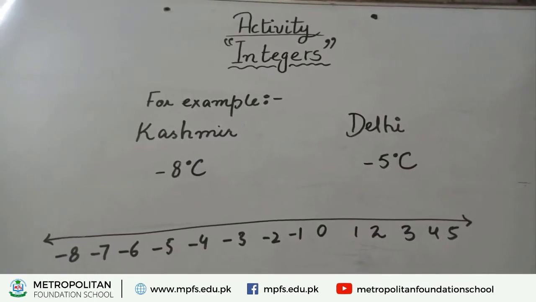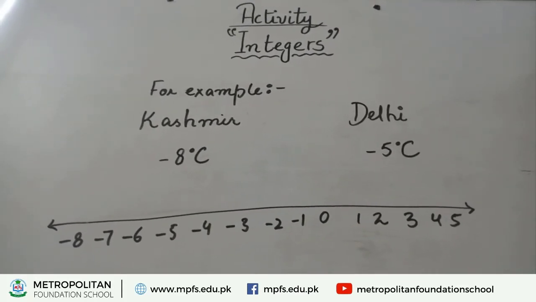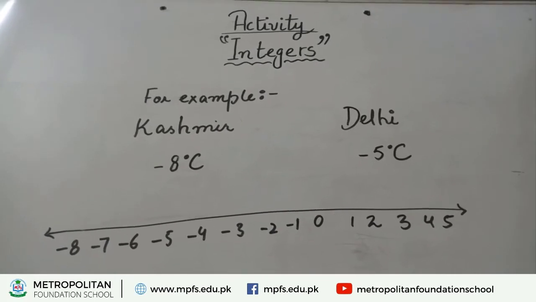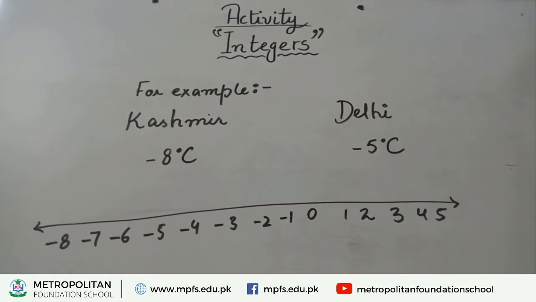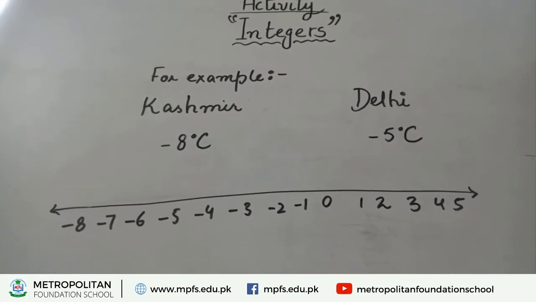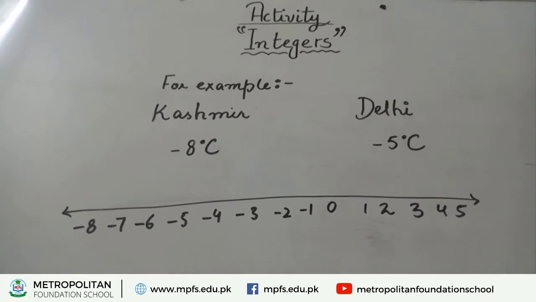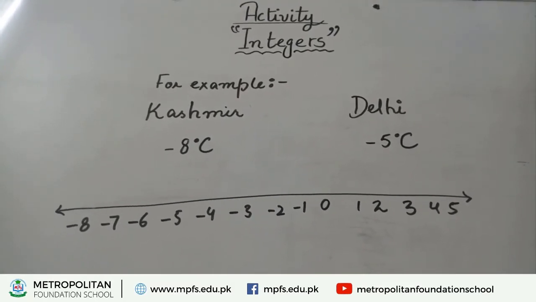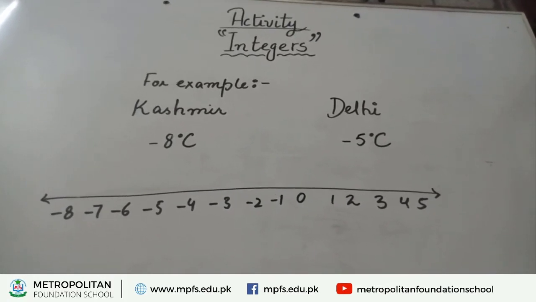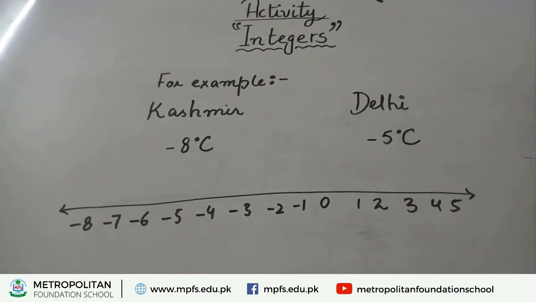Here I have an example of integers. For example, Kashmir. If we see, the temperature of Kashmir in the month of January is minus 8 degrees centigrade, and the temperature of Delhi is minus 5 degrees centigrade. If we move on the scale, minus 8 is smaller than minus 5 as it comes to the left side from minus 5 on the number line. And I have told you when we move towards the left side, the numbers will start decreasing. It means minus 8 is lower than minus 5. It means Delhi has a higher temperature than Kashmir.